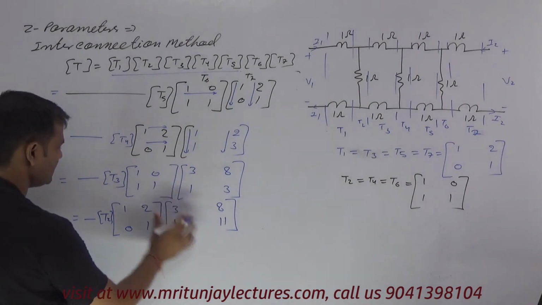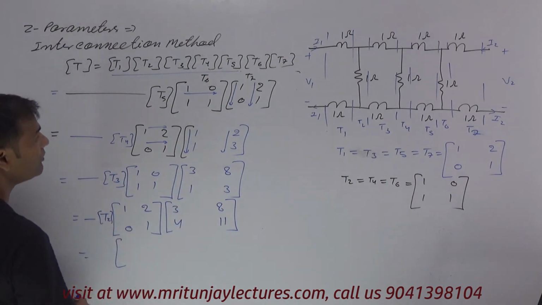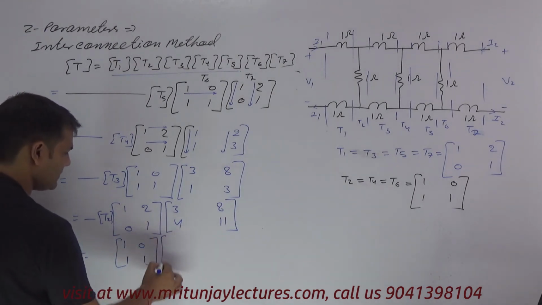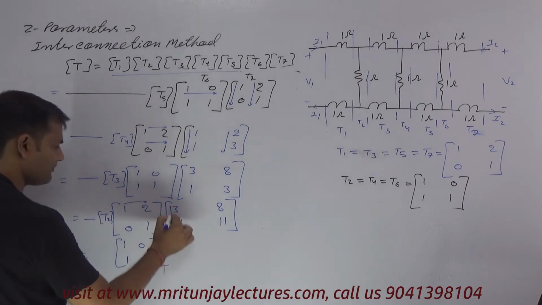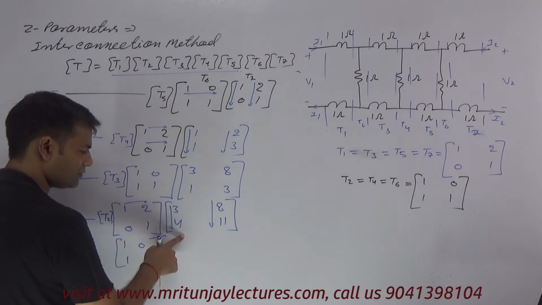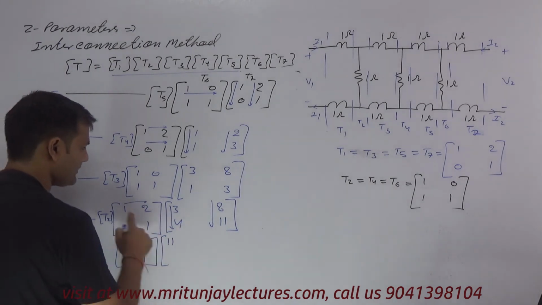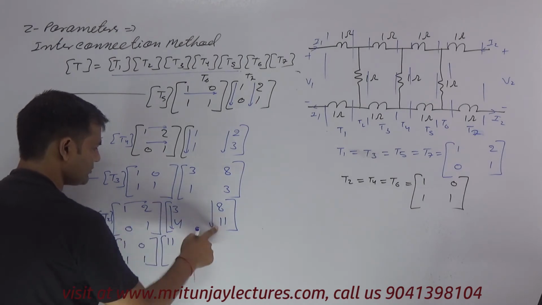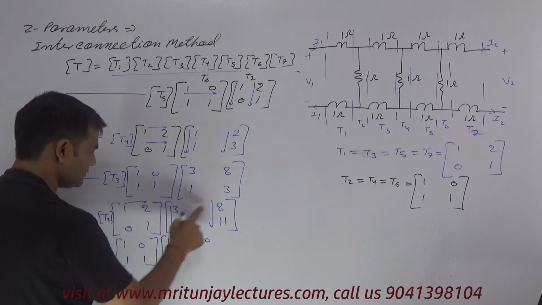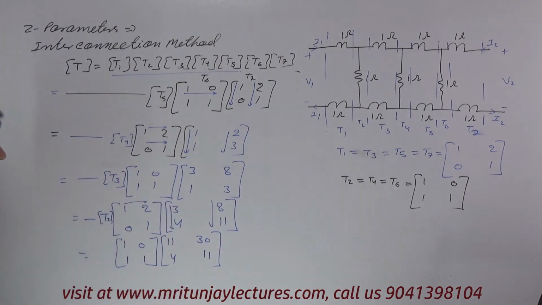We got corresponding this one, and T3 is here. So first of all, what about T2? T2 is 1 0 1 1, and multiplication of again 1 into 3 is 3, 2 into 4 is 8, 8 plus 3 is 11, 8 plus 12, that is 30, 0, and that is 4, 0, and that is 11.